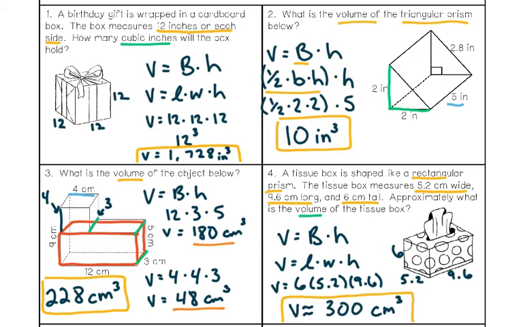50 times 6 is approximately 300 centimeters cubed. Again, because it says approximately, I can do that. It's just about 300. So if you had 299 or a little bit above, that's fine.